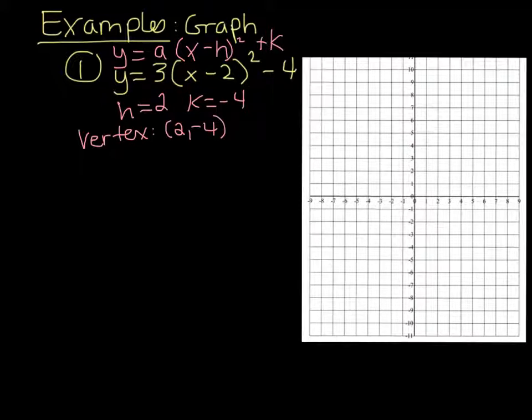So my vertex is at (2, -4). So if you want, you can go ahead and even draw that right away. So the second thing that we're going to do is we're going to figure out the axis of symmetry. And if you were good with the last section, you probably remember that the axis of symmetry is at x equals 2. So we're going to go ahead and draw a dotted line.